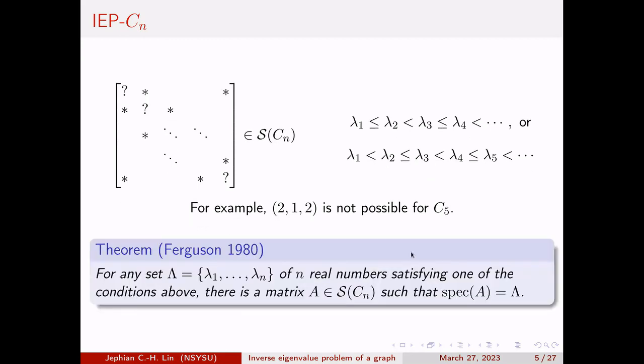And it turns out that back in the 80s, Ferguson proved that these are the two conditions that we need for S of Cn. All the eigenvalues of S of Cn look like this. And in contrast, whenever you give me a set of real numbers that looks like either case 1 or case 2, then you can go back and find a matrix in S of Cn such that it has the prescribed spectrum.